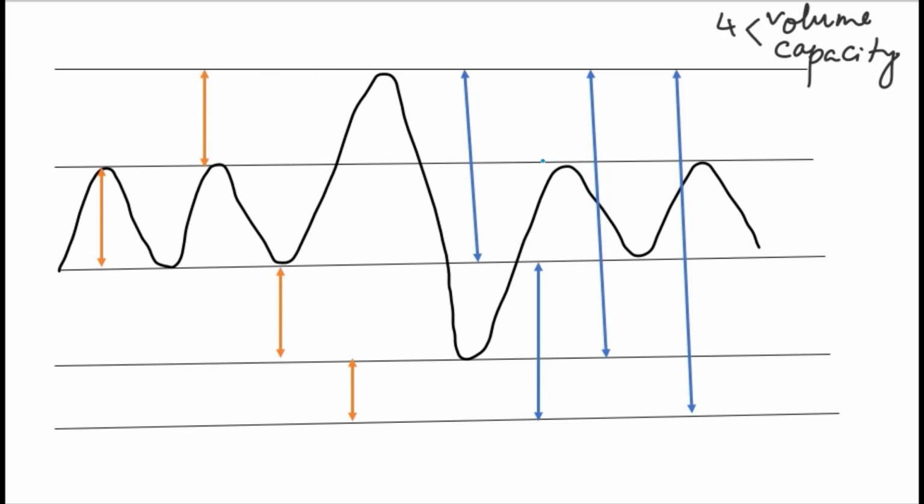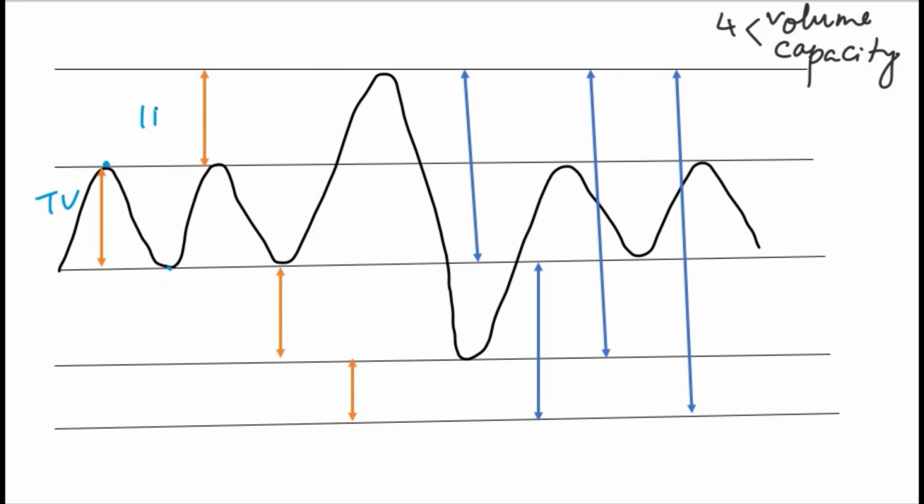So let us look at each volume and capacity separately. This is tidal volume. Tidal volume is the volume of gas that is inhaled during each inspiratory cycle. So this is how our normal respiration looks like. This is inhalation as it goes up. This is the highest point or end inspiration. This is expiration as it comes down, and this is the lowest point or end expiration. Tidal volume is the volume during normal respiration.